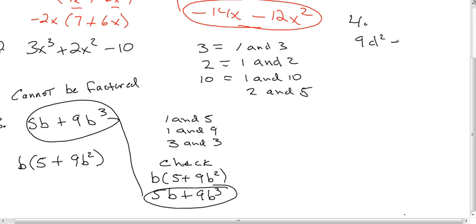squared minus 8, and we want to look at our factors. So we're looking at 9. Our factors are 1 and 9, 3 and 3, and 8 of course is 1 and 8, and 2 and 4. No common factors there. And then if we notice, we have d and no variable.